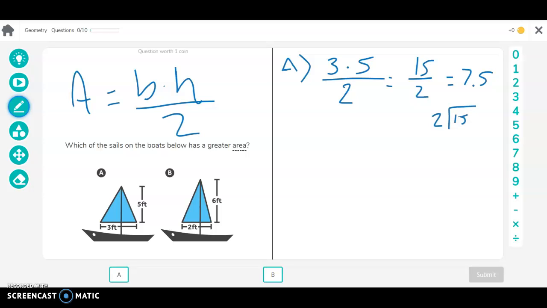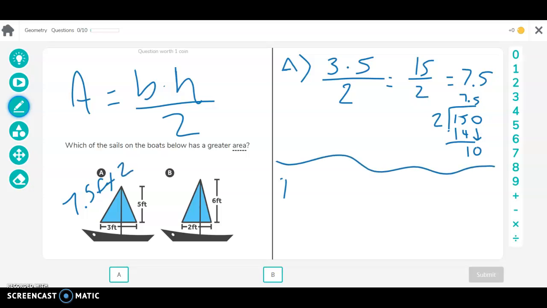So 2 can go into 15. The closest is 7 times, which is 14. Subtracting, we get 1. Remember, we added that 0 to the back, so we're going to have to add a decimal. 2 goes into 10 5 times. Okay, so area A is 7.5 feet squared.